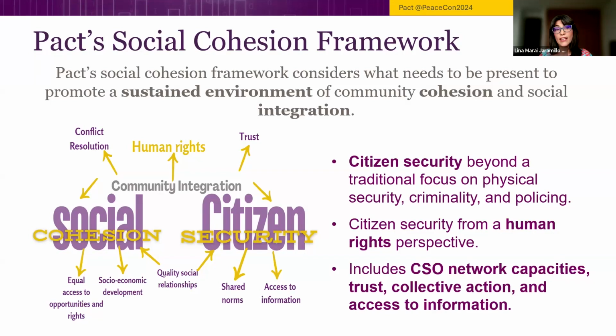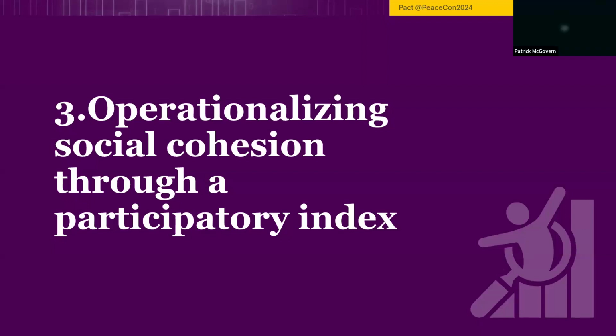We identified key enablers such as trust, access to information, access to justice, community-level conflict resolution, and CSO network capacities as essential elements to strengthening both citizen security and social cohesion. Strengthening both. How did we operationalize this concept of social cohesion?